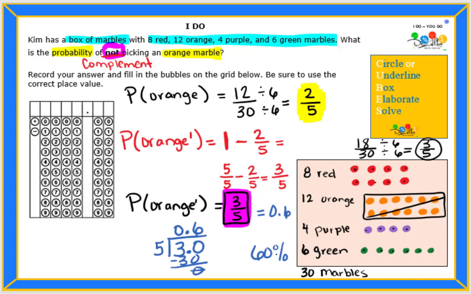But we want a decimal answer. So we're going to put 0.6 in our grid. So 0 goes in front of the decimal, and then 6 goes behind the decimal. And then make sure to bubble in nice and neatly. So the probability of not picking an orange marble is 0.6.